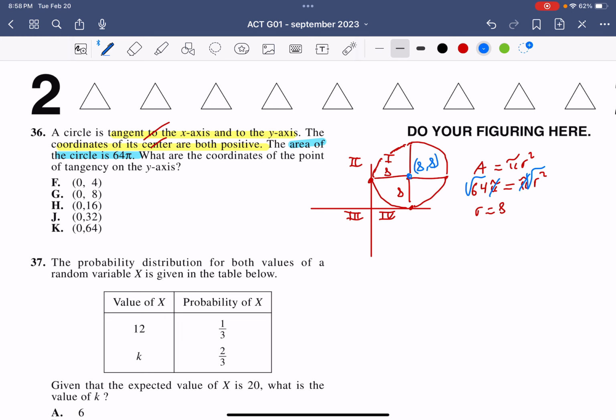It's asking for the coordinates of the point of tangency on the y-axis. So where does it touch the y-axis? It touches it right here. What would that point be? Well, if the distance from here to here is 8, the distance from here to here is also 8. So we can see that that is going to be over 0, up 8. So our answer for this one is going to be G.